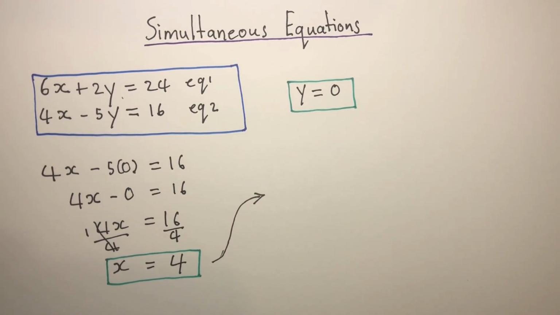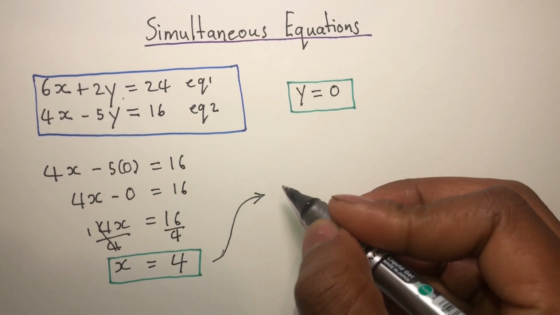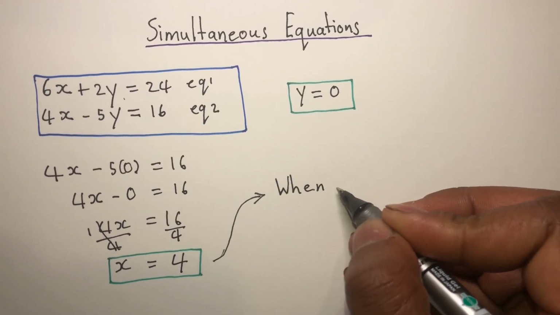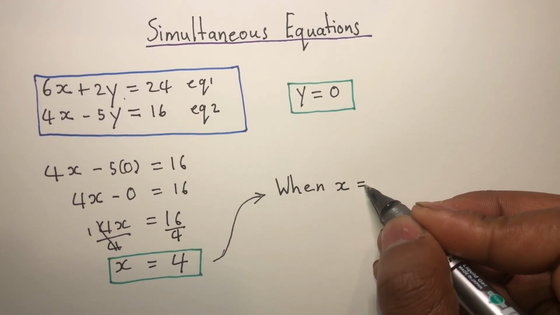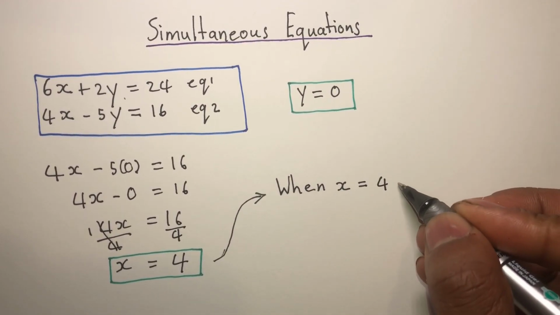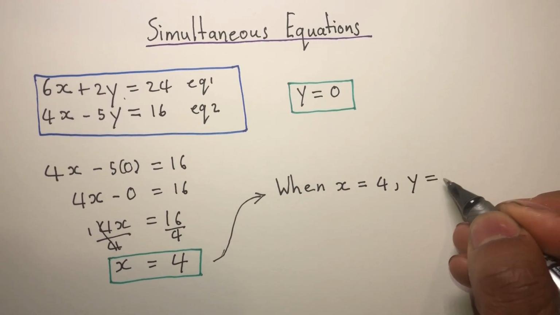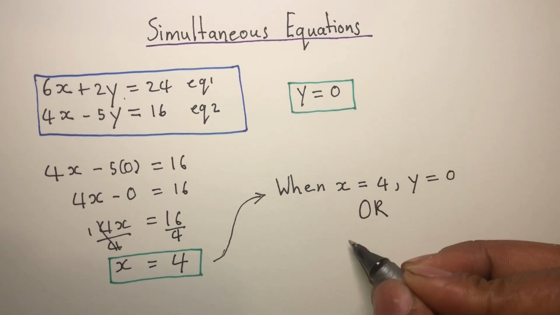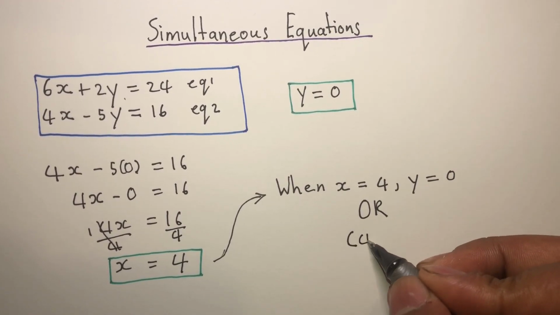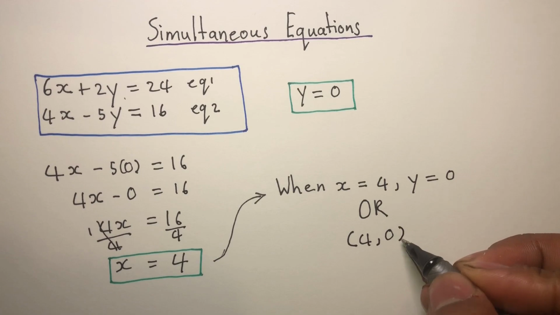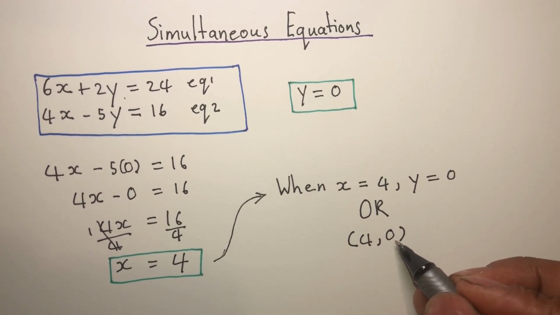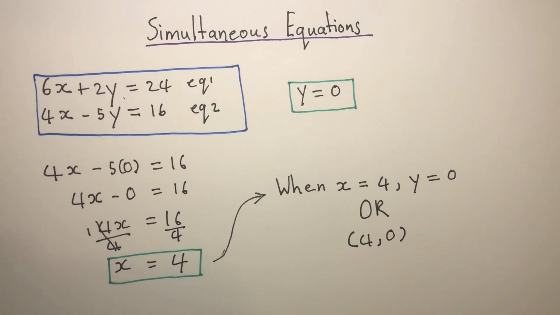So we can now write our answer in this format. When x equals 4, y equals 0. Or we can write it like this, where this is always our x value and this is always our y value.